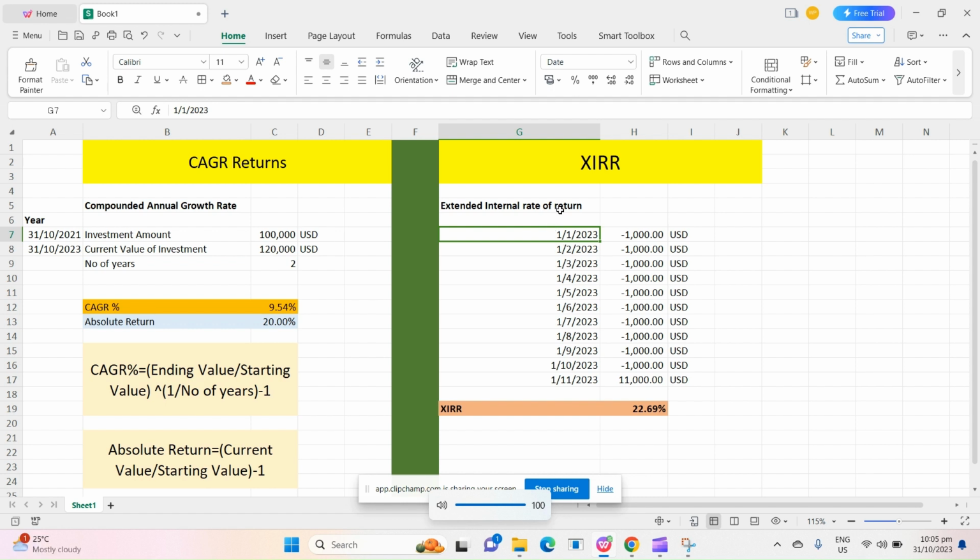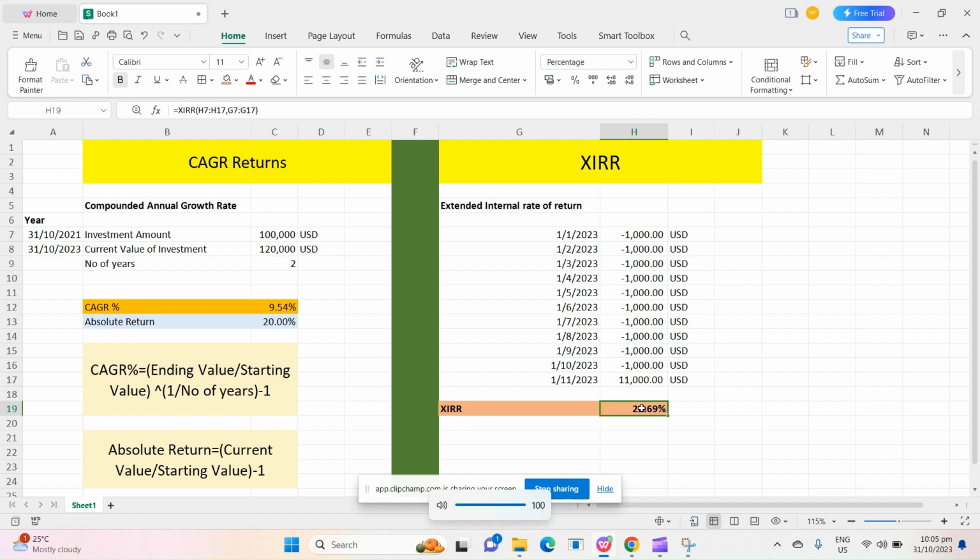So the correct way to calculate the return is the internal rate of return, which takes into account the timing of the cash flow. In this example, let's say the investor does a monthly systematic investment plan, which is also called dollar cost averaging. Let's say on the first of every month, the investor invests around 1000 USD into the fund or stock, and the investor invests for 10 months from January till October. Then let's say as of the start of November, the investor sells the investment for $11,000.